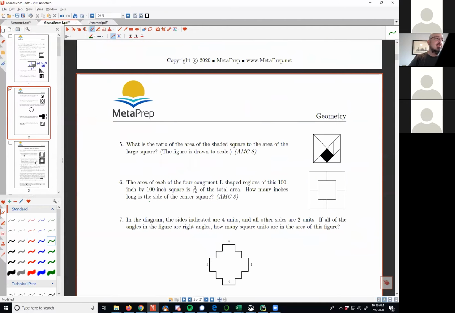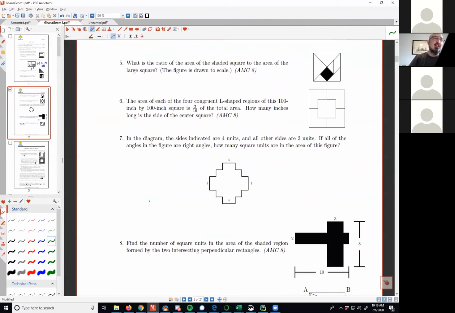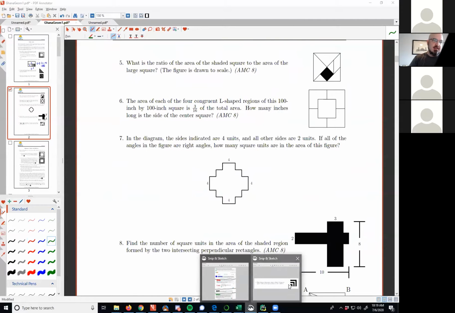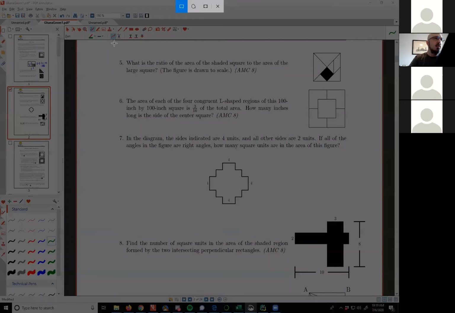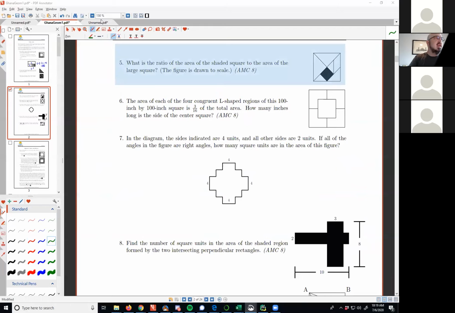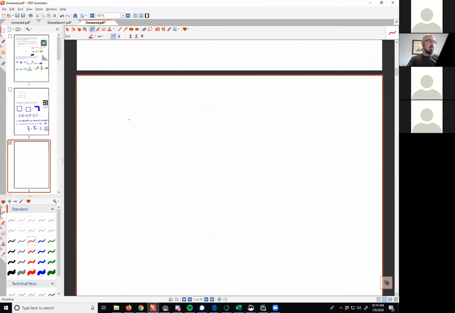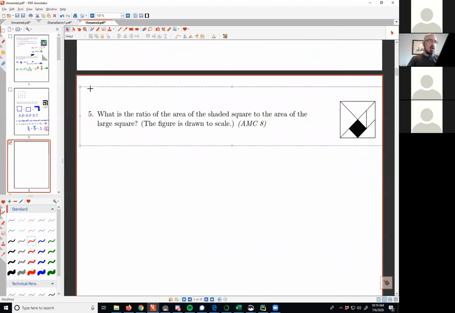Okay, moving on to number 5. Oh, has anybody here ever played with Tangrams? No. So Tangrams, and I'll write this out here in case you want to look this up somewhere on the internet.